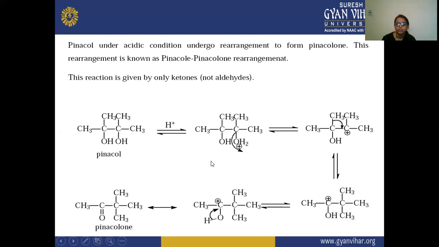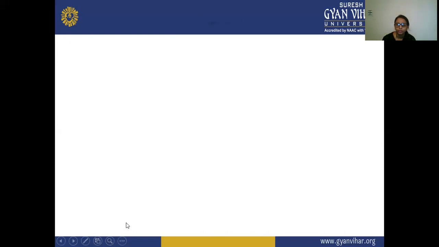You can see here this H is attached to this OH, and there is a removal of a water molecule, and this carbon is having a positive charge. This bond will shift to this position. An alkyl shift will occur here, so this alkyl will shift to this position, and there is a formation of a carbocation here. After that, the carbocation loses H from here, and there is a formation of the double bond. So the pinacolone is formed here.